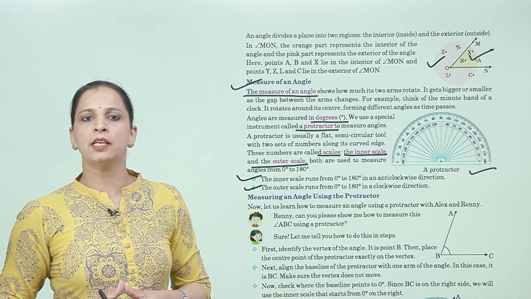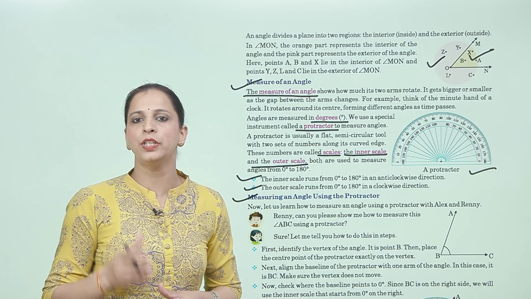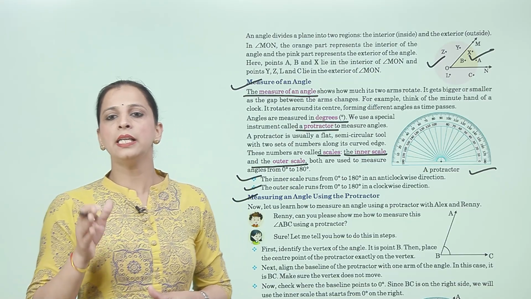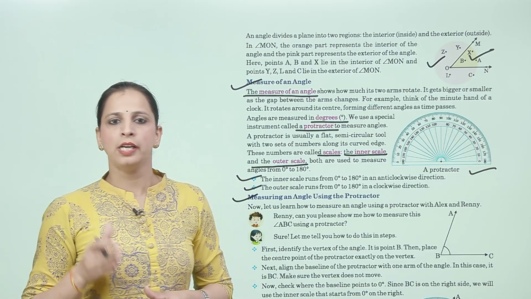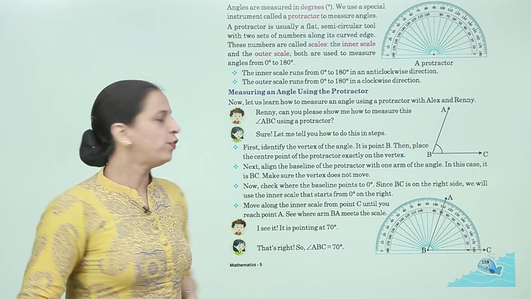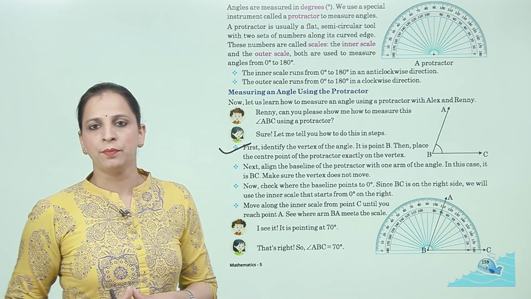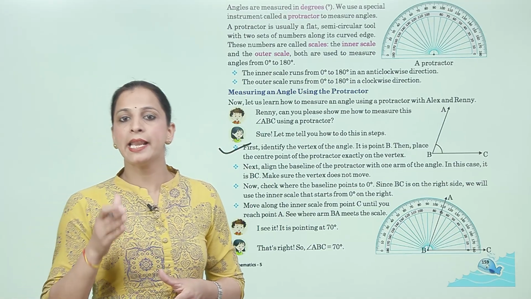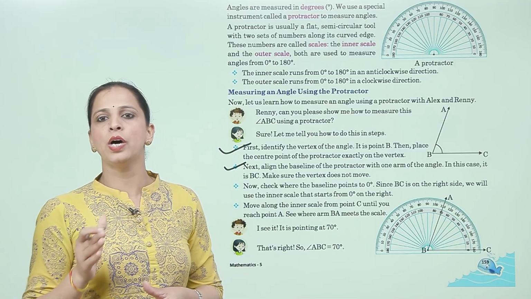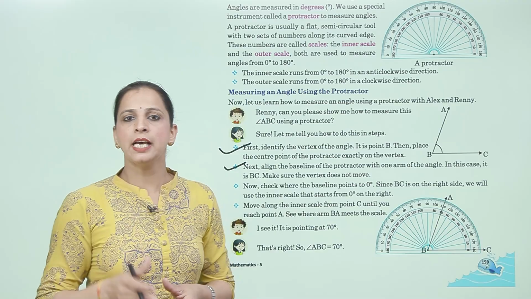Now, measuring an angle using the protractor. Now, let us learn how to measure an angle using a protractor with Alex and Rennie. Rennie, can you please show me how to measure this angle ABC using a protractor? Sure, let me tell you how to do this in steps. First, identify the vertex of the angle. It is point B. Then place the center point of the protractor exactly on the vertex. Next, align the baseline of the protractor with one arm of the angle. In this case, it is BC. Make sure the vertex does not move.